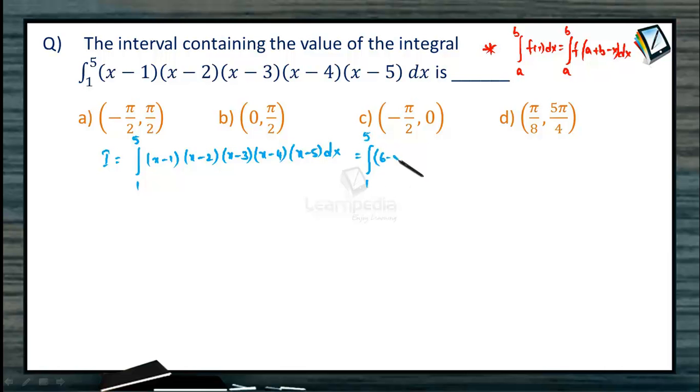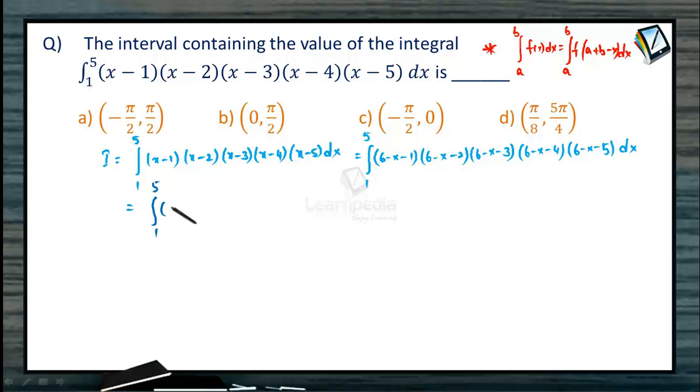Yes, it would be (6 minus x minus 1) into (6 minus x minus 2) into (6 minus x minus 3) into (6 minus x minus 4) into (6 minus x minus 5) dx, right? Now by this substitution, if you observe, all the terms of the given expression are again formed here with a minus sign difference. So this is integral 1 to 5.